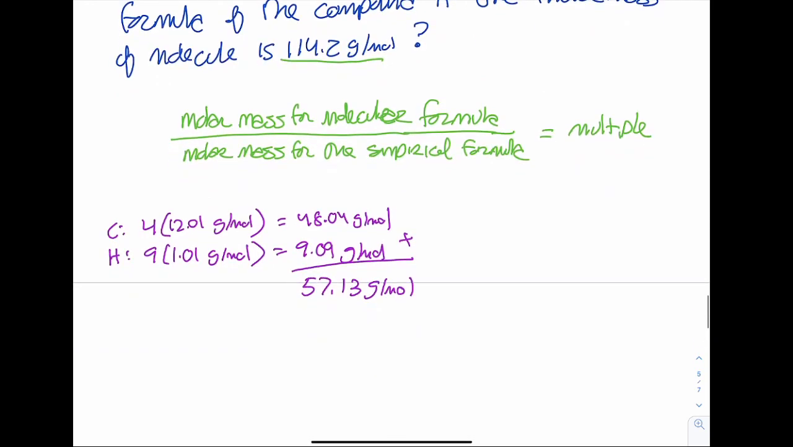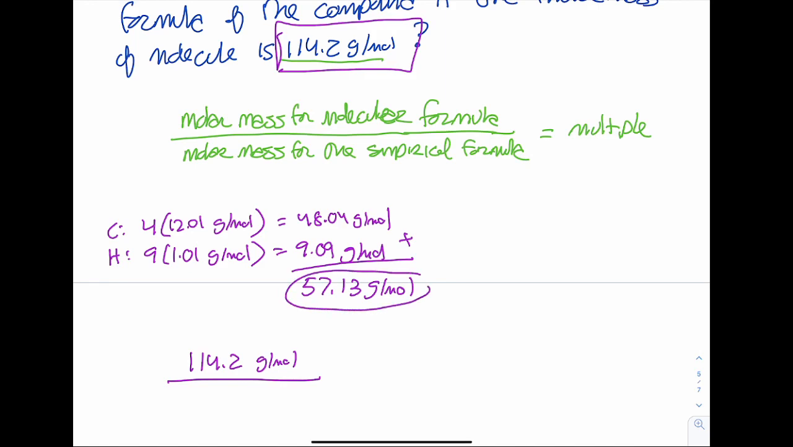So we're then going to take the molar mass of my molecule, which is given to us, so 114.2 grams per mole. I'm going to divide that by the molar mass of my empirical formula, which we just calculated.